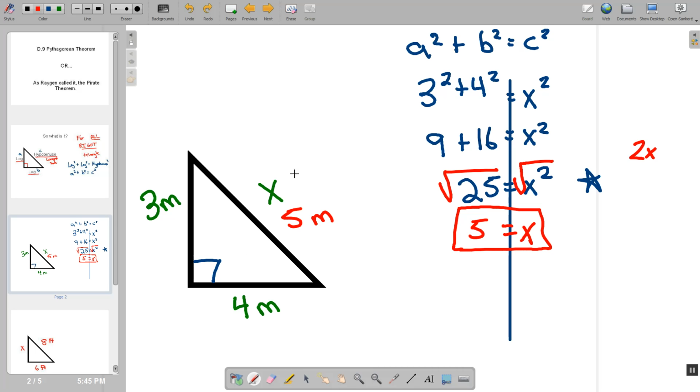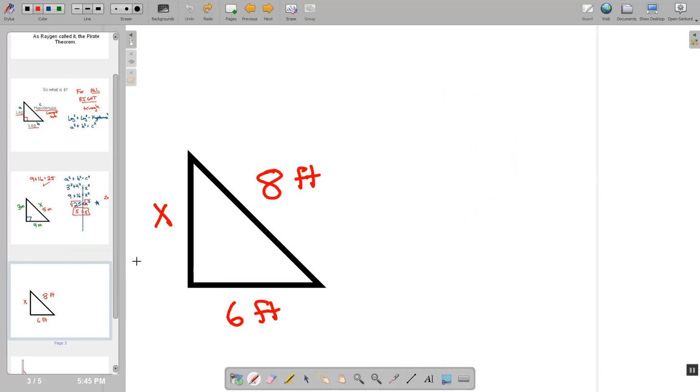Well, we know that's true now by, if we plug it back in, we do 9 for 3 squared. 4 squared is 16, and 5 squared is 25. And that is a true statement. Therefore, x has to be 5. Now, if we move on to another problem, the answers can be irrational numbers.